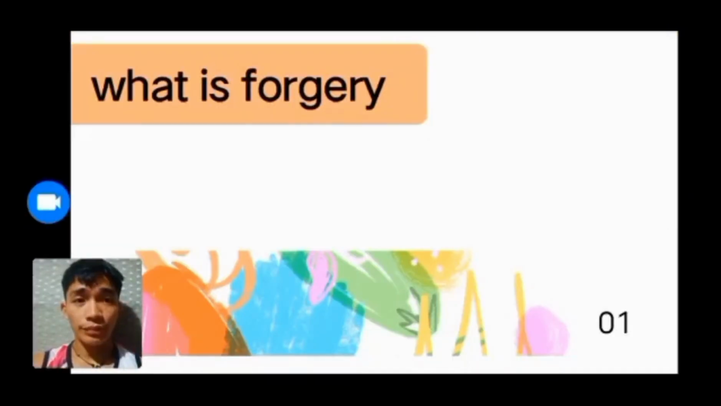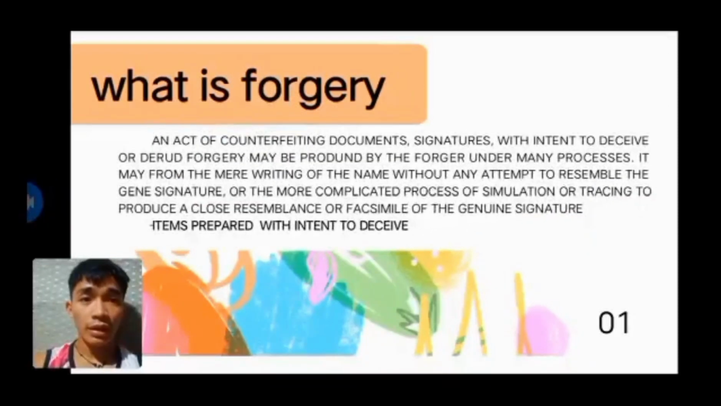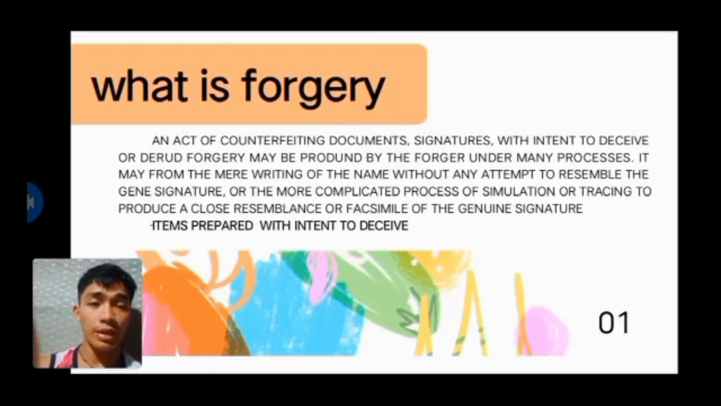Is forgery an act of counterfeiting documents or signatures with intent to deceive? Forgery may be done by the forger under many processes. It may be from the mere writing of the name without any attempt to resemble the genuine signature, or the more complicated process of simulation or tracing to produce a close resemblance or facsimile of the genuine signature. Items prepared with intent to deceive.